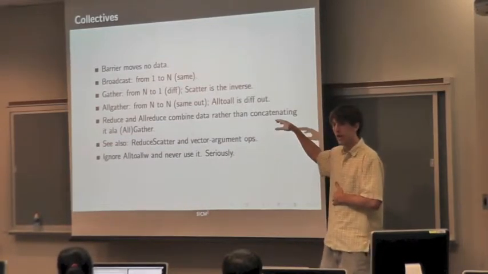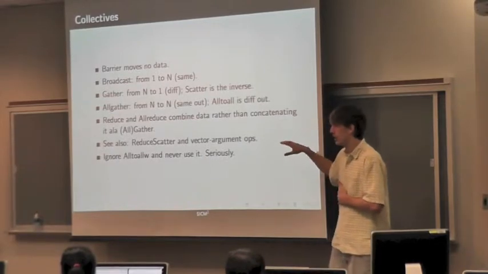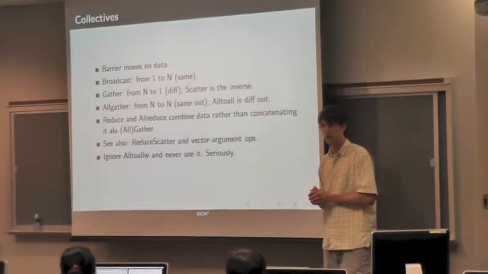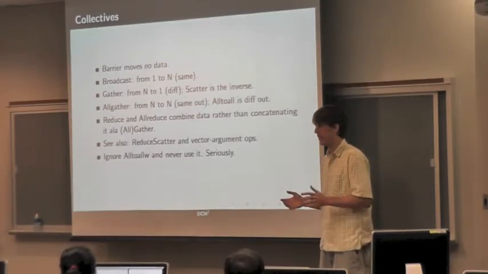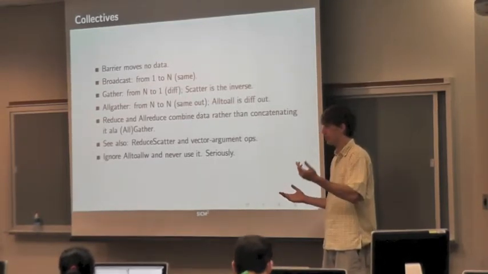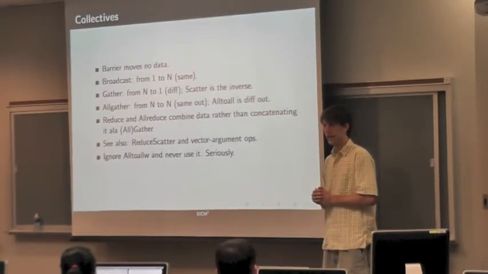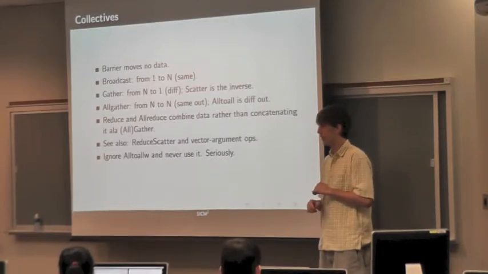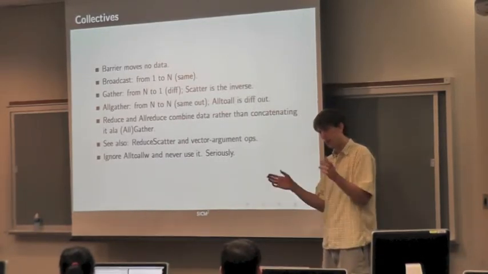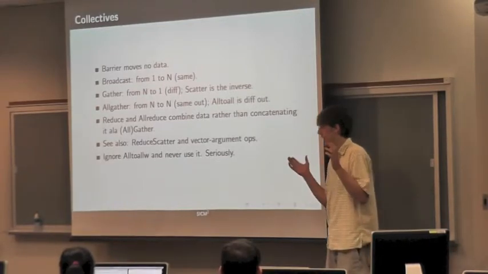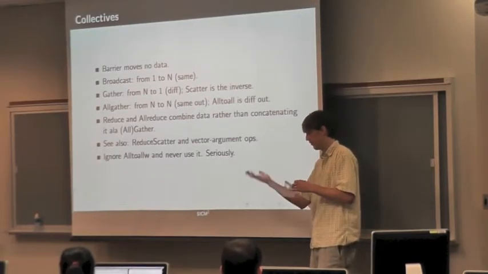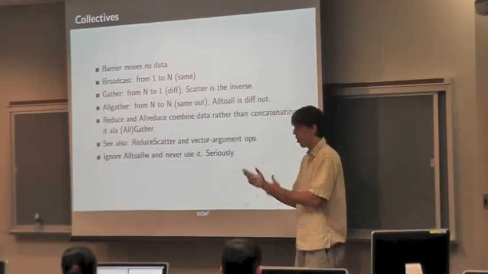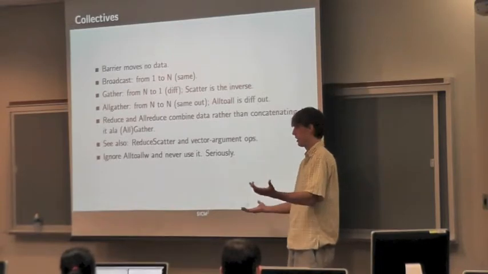Now, reduce and all reduce are really, really common in numerical computation. Say you're running your Hartree-Fock solver. How do you know what the energy is? Everybody has a contribution to the energy. If you want to know that energy at one process so that it can write it to an output file, you do a reduce. If the energy difference is less than 10 to the minus 5, and everyone needs to know that, then you do an all reduce. So everybody knows that the residual is 10 to the minus 5.